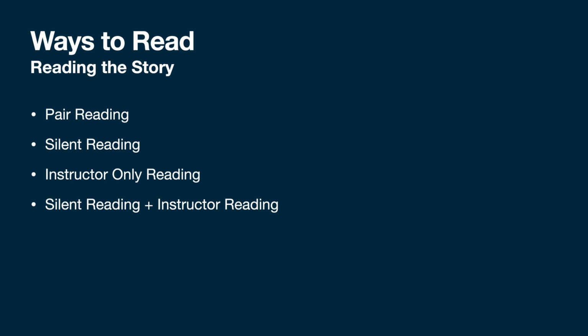Silent reading plus instructor reading. This is a combination of the previous 2 where the students read on their own, but the instructor reads out loud. So when you listen and read at the same time, your comprehension tends to go up, which is what we're going for in this reading portion anyway.